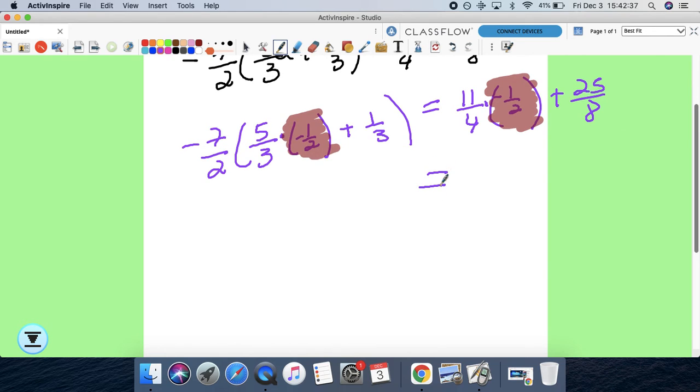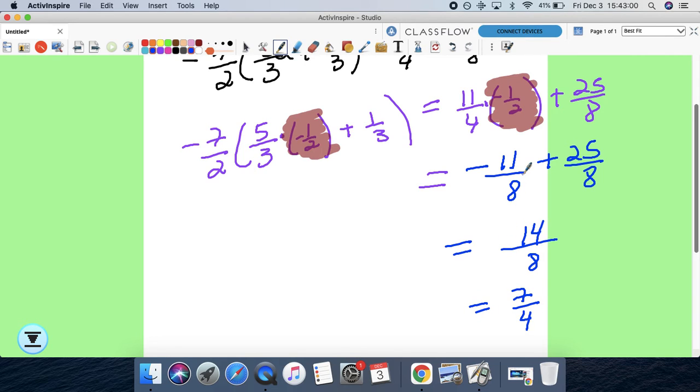Let me do the easier side, which is, to me, the right side. Multiplying, right? So it's going to be negative 11 times 1 is 11, and 4 times 2 is 8, and then plus 25 over 8, so that makes it a little bit easier. Keep the denominator, then we add the numerators. Negative 11 plus 25 is positive 14, which we can simplify to 7 over 4. I'm not going to change it to a mixed number unless necessary.